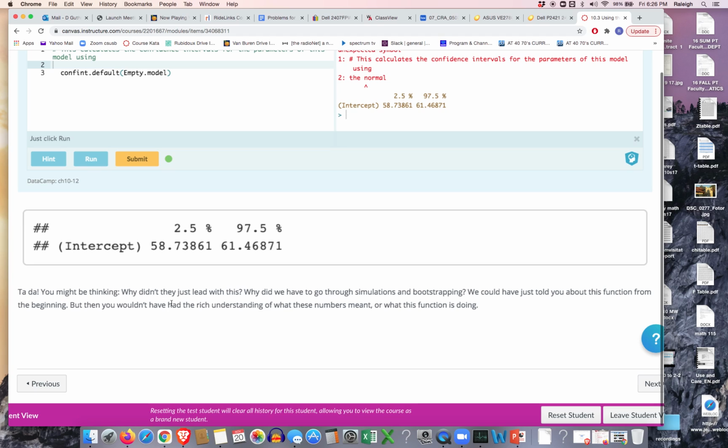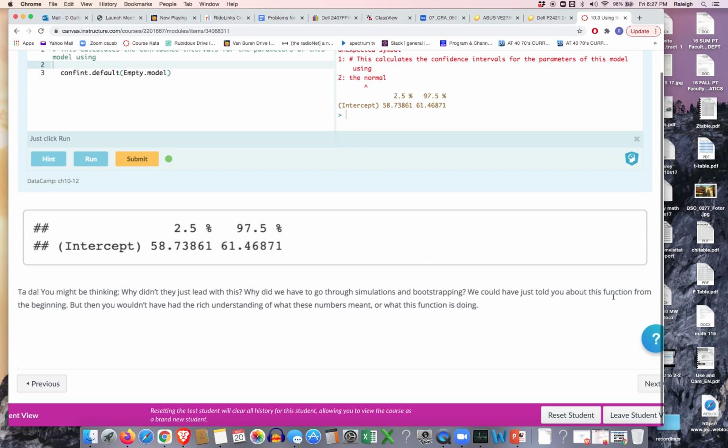Ta-da! You may be thinking, why didn't they just lead with this? Yeah, I'm wondering the same thing myself. This is what all the other books do. Now, it's nice to go through simulations, even bootstrapping, but I would say put that afterwards instead of making everybody all unsettled, wondering what the heck's going on. Let's lead with the important stuff instead of burying the lead.